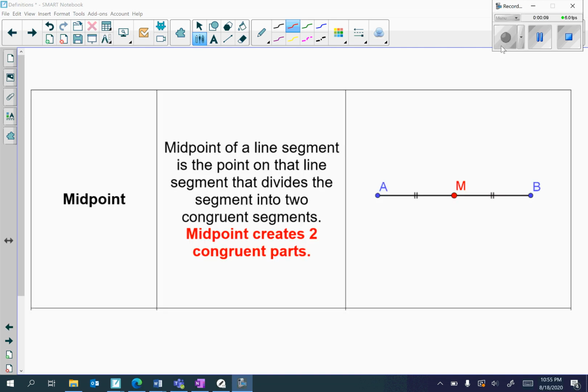The first definition is midpoint. The midpoint of a line segment is the point on that line segment that divides the segment into two congruent segments. In more basic terms, the midpoint creates two congruent parts.